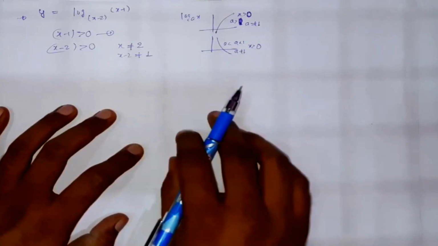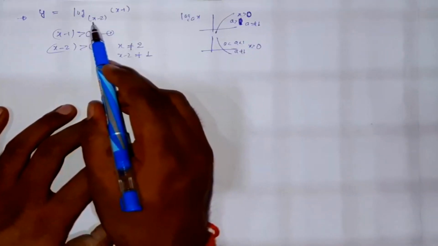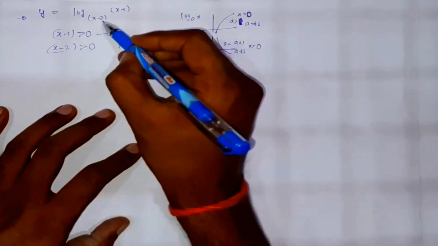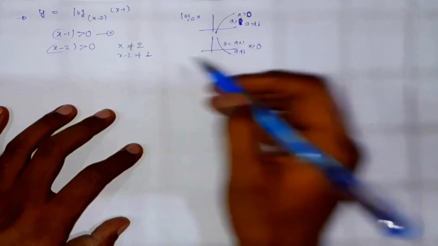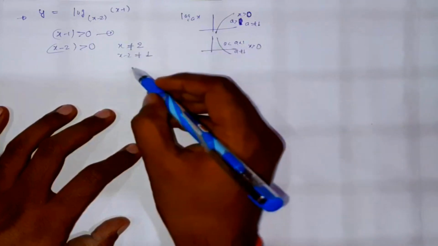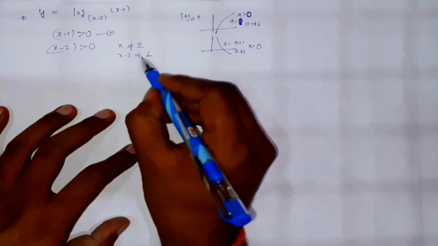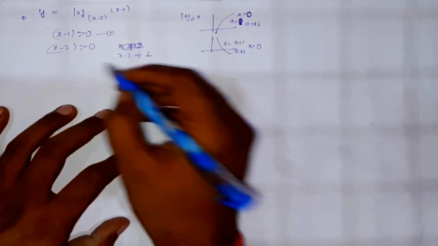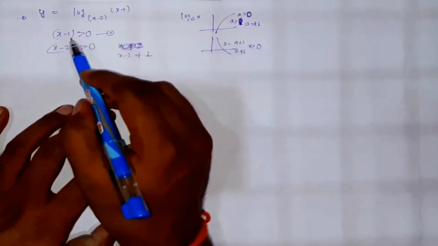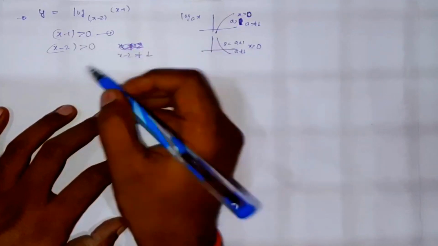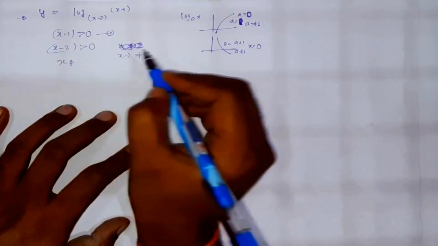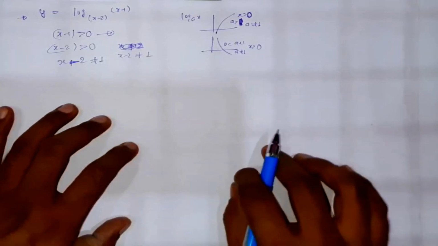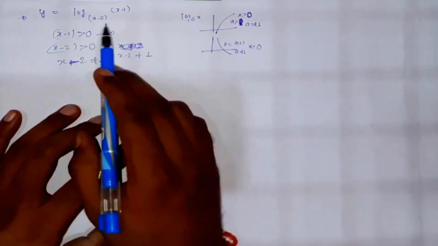So we compare this with the basic form. The base should not be equal to 1, because we know a should not be equal to 1. These are the conditions: x minus 1 should be positive, x minus 2 should be positive, and x minus 2 is not equal to 1. We need to calculate the values of x from these conditions only.